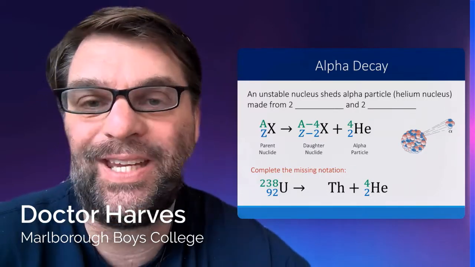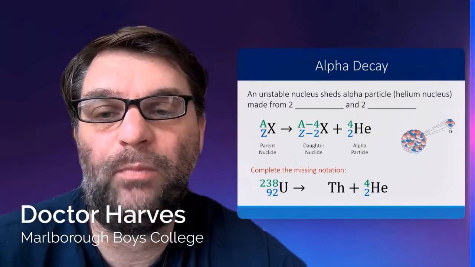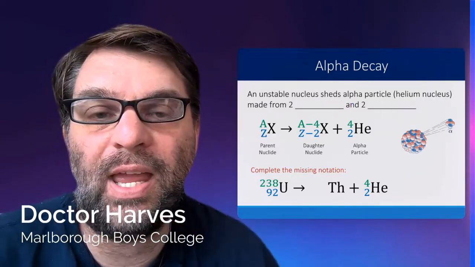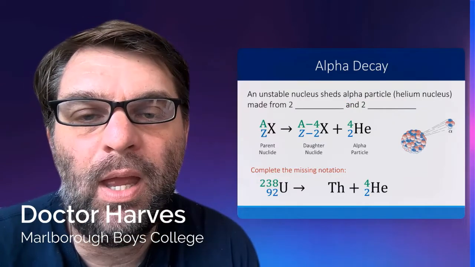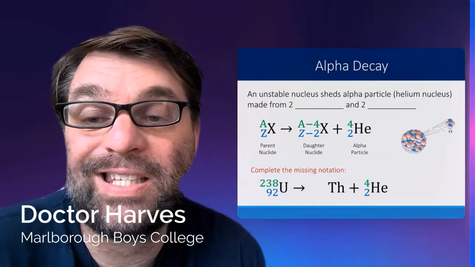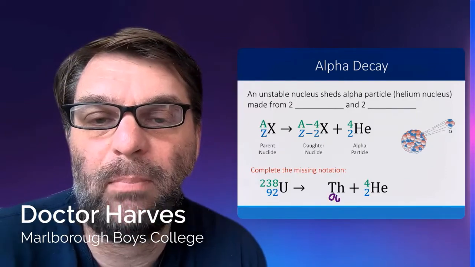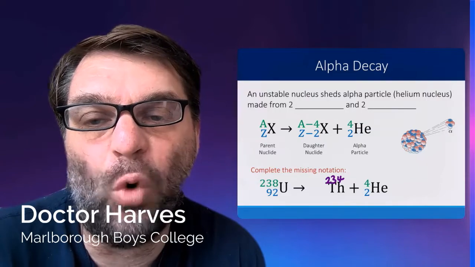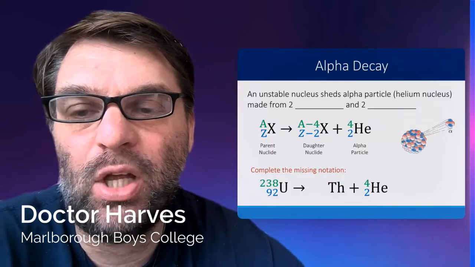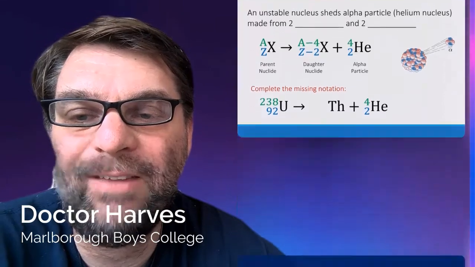The first one is alpha decay. In alpha decay, the unstable nucleus emits an alpha particle, which is made of 2 protons and 2 neutrons, also known as a helium nucleus. In terms of the missing notation, the mass number and the atomic number have to add up, so it'll be thorium 90, and the mass will be 234, because 4 plus 234 gives 238, the mass number, and 90 plus 2 gives 92, the atomic number of uranium. They're quite slow and heavy.